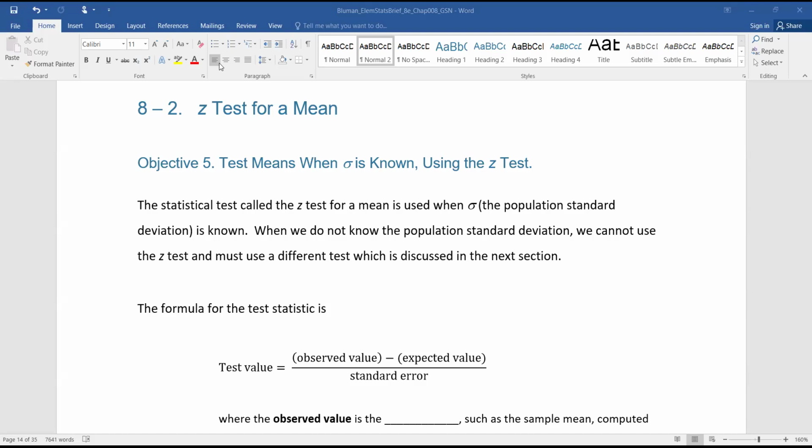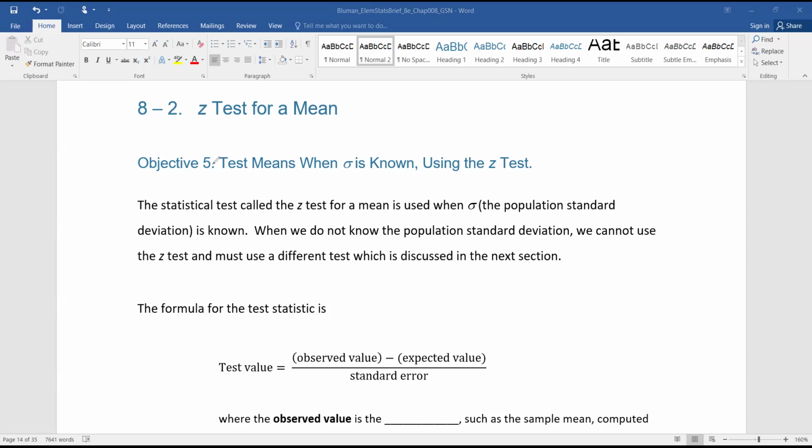Alrighty, in this video we're going to be talking about 8.2, which is the z-test for a mean. In our fifth objective, we're going to test means when the population standard deviation is known using the z-test. The z-test for a mean is used when the population standard deviation is known. When we do not know the population standard deviation, we cannot use the z-test and must use a different test, which is discussed in the next section.